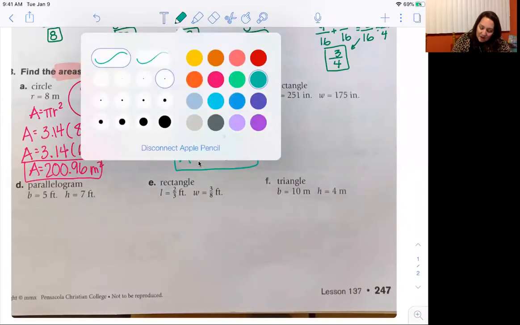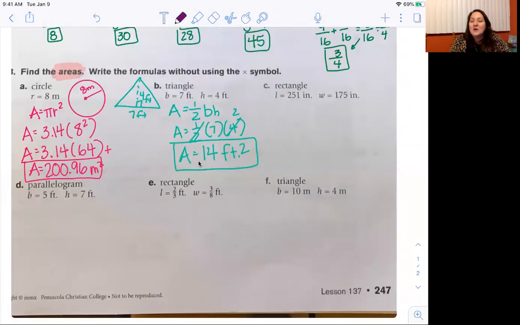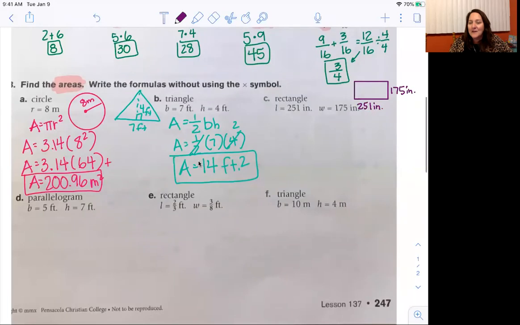Let's move on. Remember, you can always pause. If I'm going too quickly for you, just use that pause button to your advantage, okay? This one, I have a rectangle, and my rectangle is 251 inches long and 175 inches wide. What's your formula for the area of a rectangle? Area equals length times width.